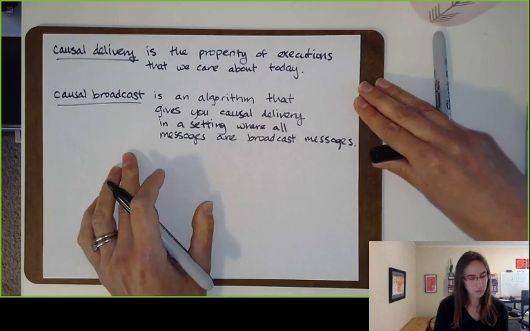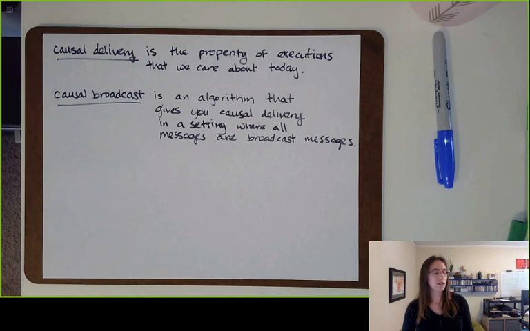So you might naturally wonder at this point, how would I get causal delivery if I'm in a setting where all messages are not broadcast messages? So that's a damn good question. And my somewhat unsatisfying answer to that is that we're not going to talk about an algorithm for general causal delivery because it's more involved and more annoying. So instead, we're just going to talk about this algorithm for causal broadcast.